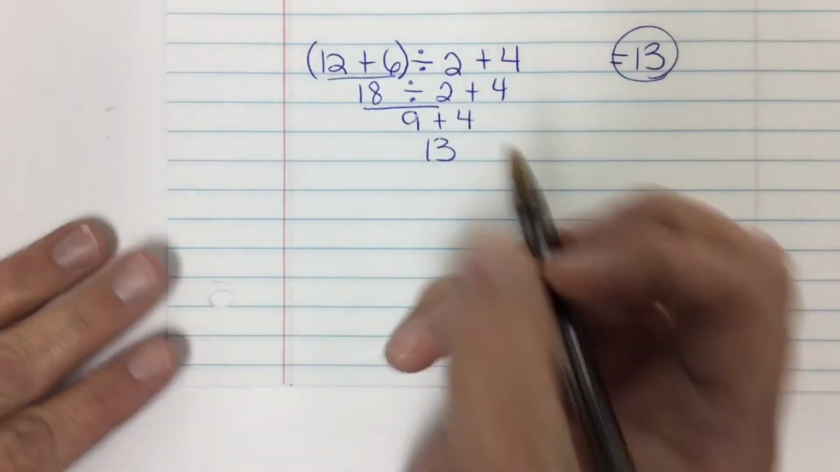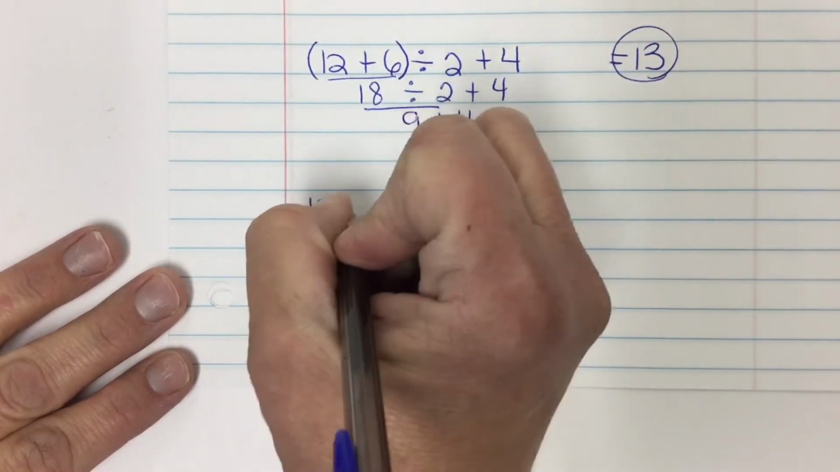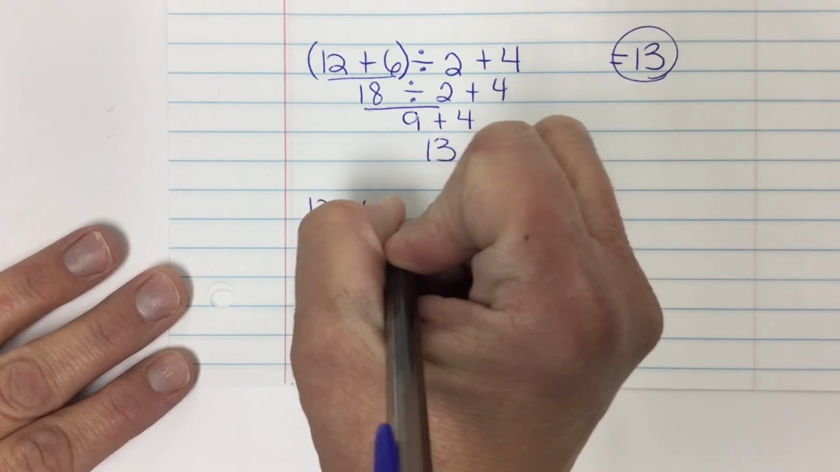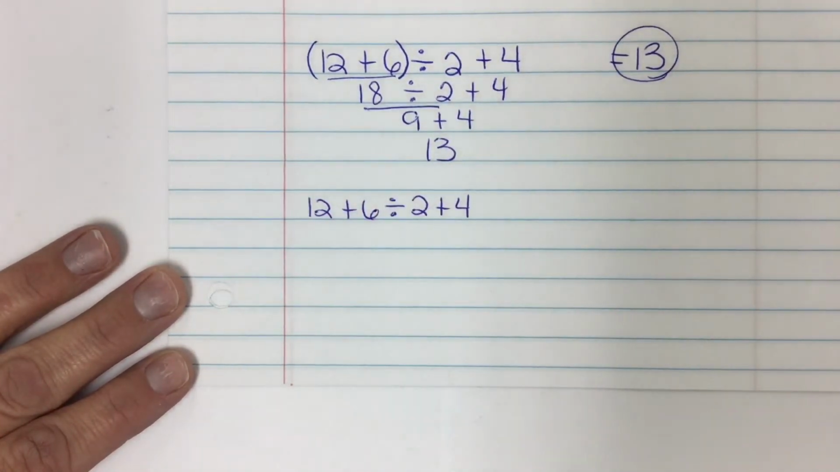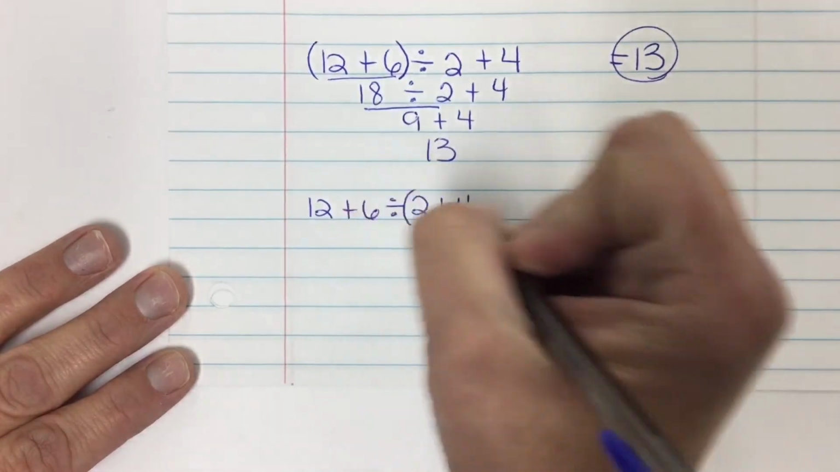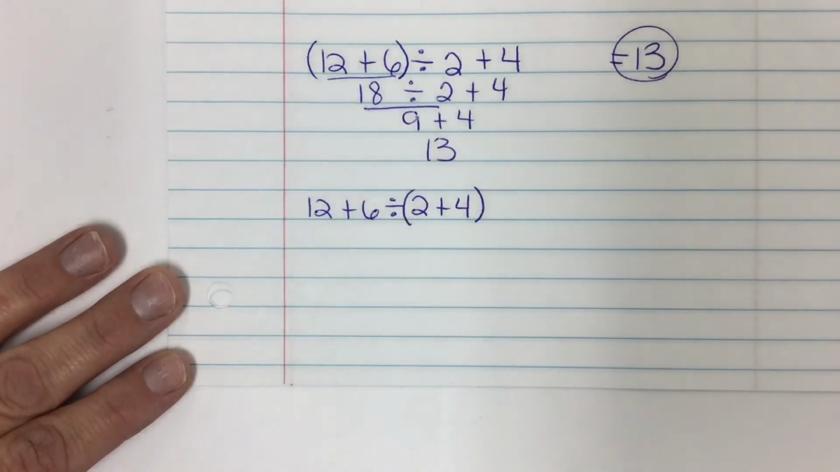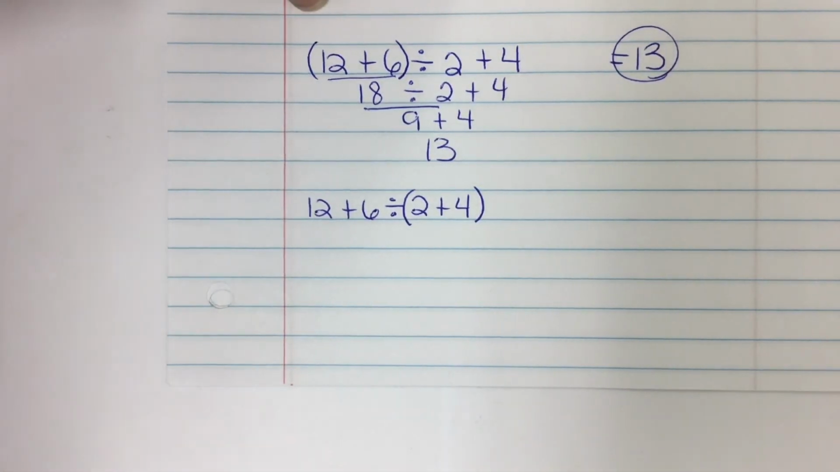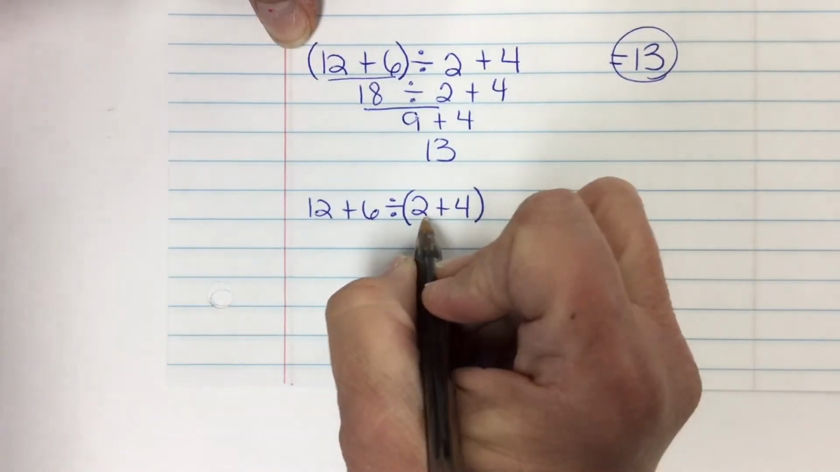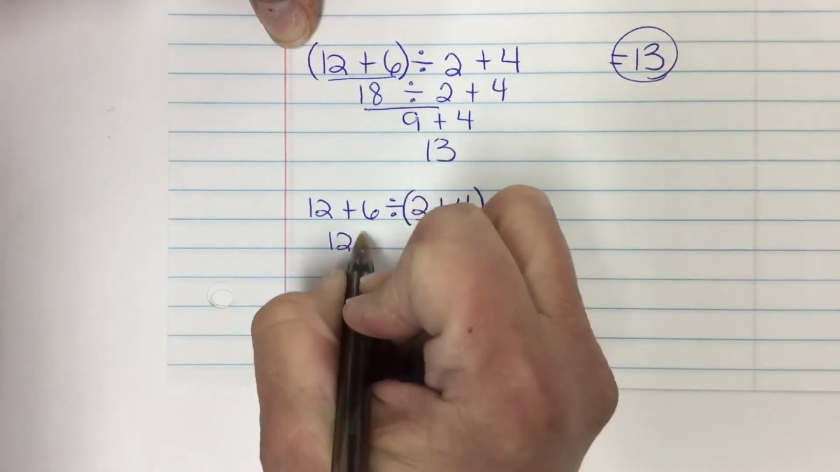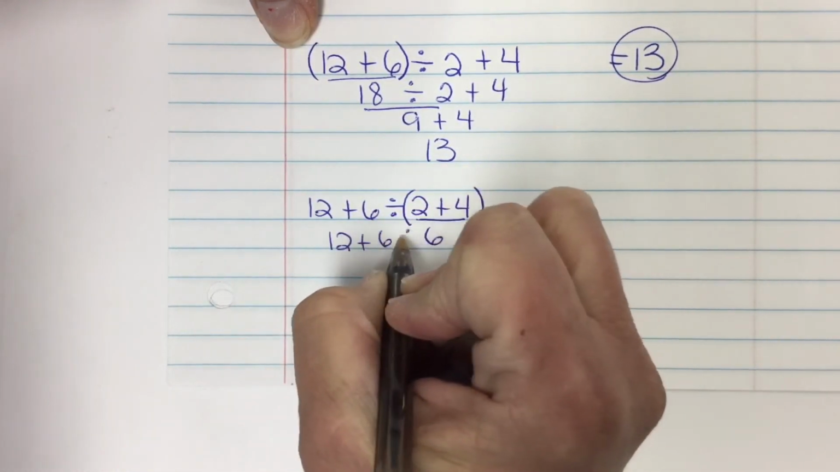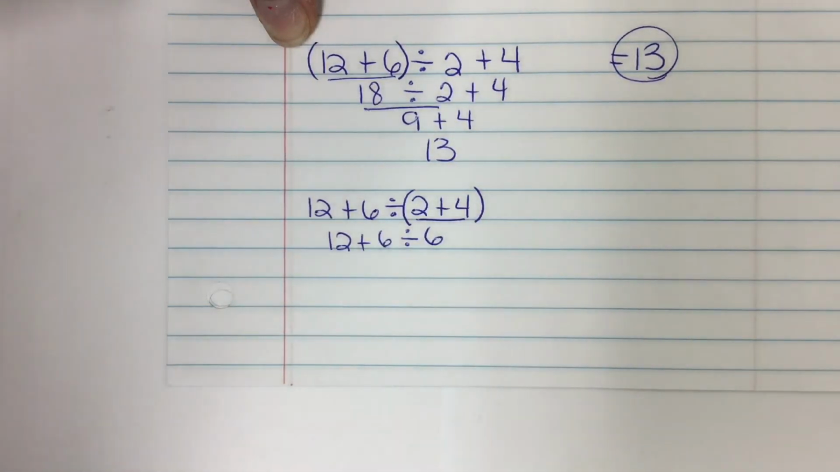All right, let's try another way. What if I did 12 plus 6 divided by 2 plus 4? What if I put the parentheses around the 2 plus 4? When you solve that, what would it give you as an answer? 2 plus 4 is 6. Bring down the 12 plus 6 divided by 6.